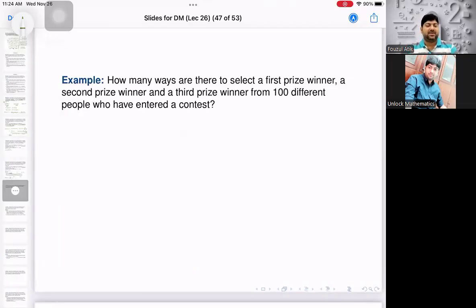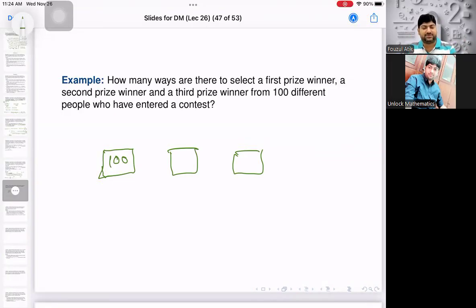Now, look at this problem. This is very interesting. How many ways are there to select a first prize winner, a second prize winner, and a third prize winner from 100 different people who have entered in a contest? See, you have 3 positions, right? First position, second position, and third position. How many ways can you do? You have 100 participants. While choosing the first participant, among the 100, anyone can get the first prize. So 100 choices I have.